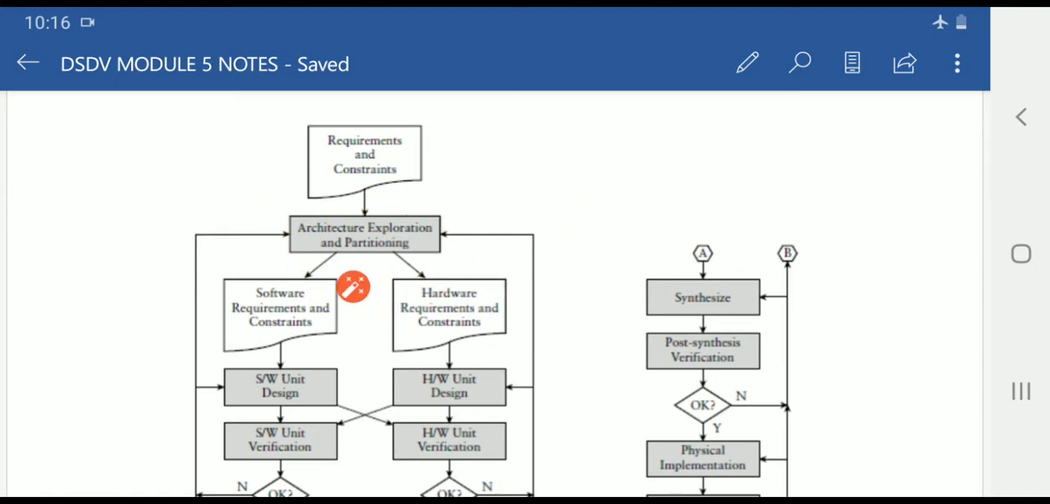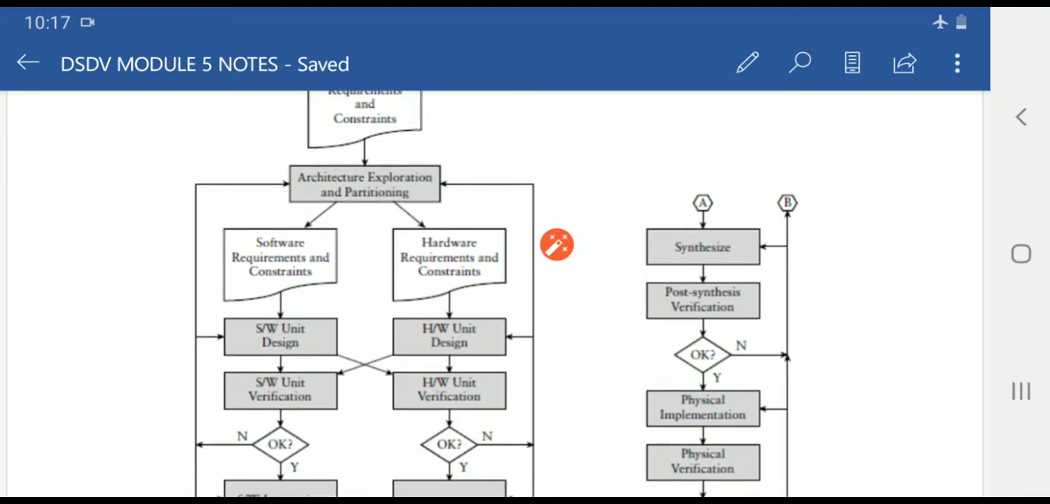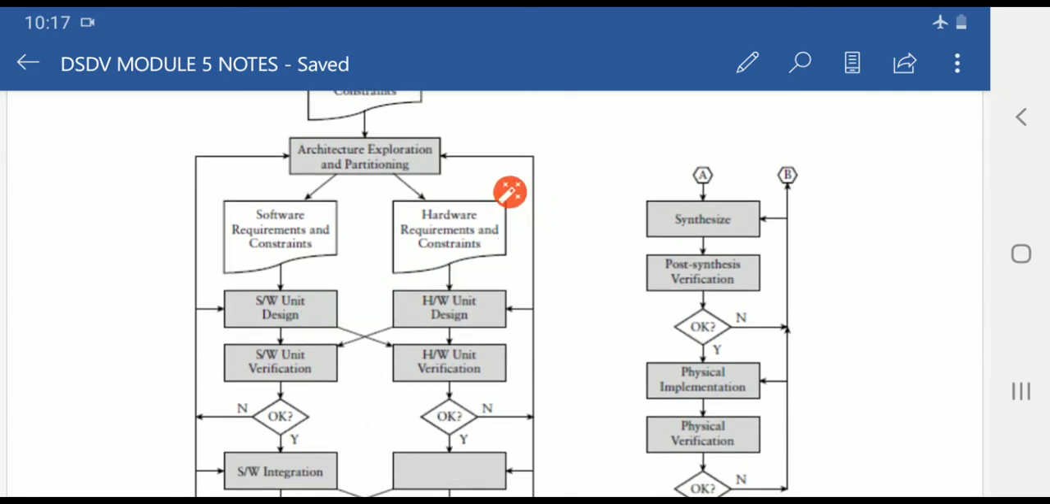Now the next step is architecture exploration and partitioning. Architecture exploration, as I discussed, allows us to analyze the requirements and develop the overall organization of a digital system to meet the requirements. The main tool used for architecture exploration is a whiteboard where a system architect draws the block diagram for the architecture, and that block diagram includes the main subsystems, and those subsystems include sub-subsystems. That is architecture exploration. Partitioning means that the main system is divided into software and hardware. In that, software requirements and constraints are included, and hardware requirements and constraints are included.